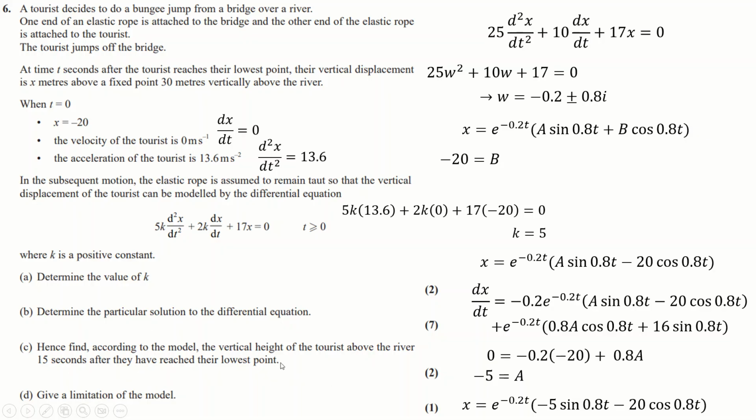Hence, find, according to the model, the vertical height when t is 15. So we put t as 15 into this, and we get this answer. Now, that's not the answer, because you just need to read the question really carefully. I mean, this answer doesn't really make much sense, because now you're actually below the river.